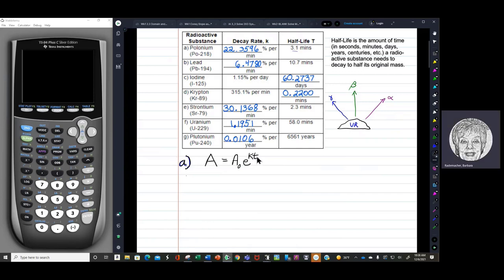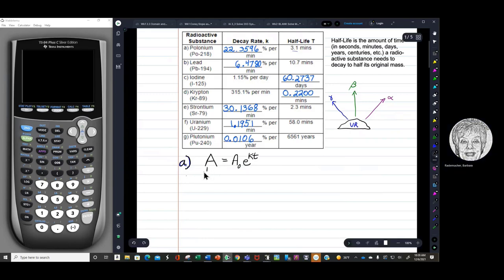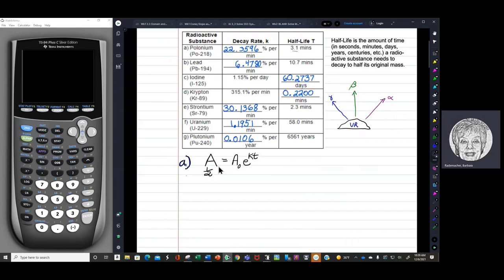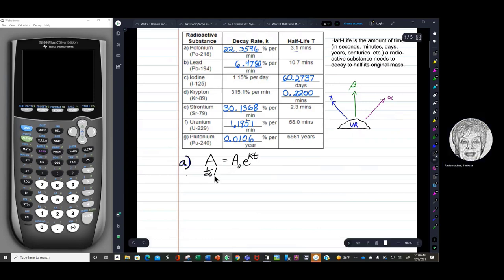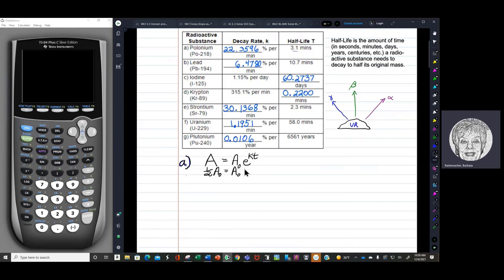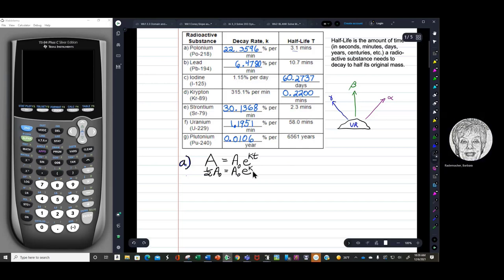Now we're trying to find the decay rate, given the half-life. And A naught, you recall, is the amount of the substance you start with, the amount of matter or mass in the object. And this is a radioactive substance, so it's decaying into other elements. All right, let's make this larger.